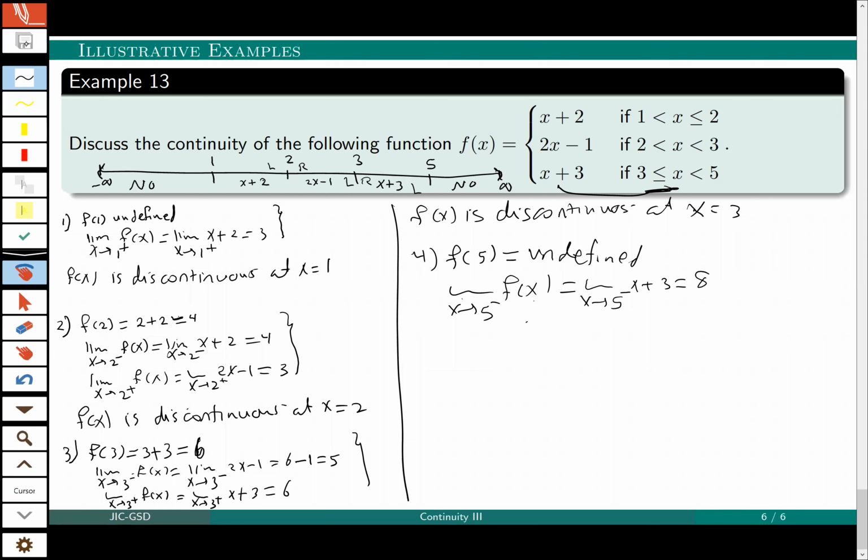This will end up all sorts of questions which we have about continuity.